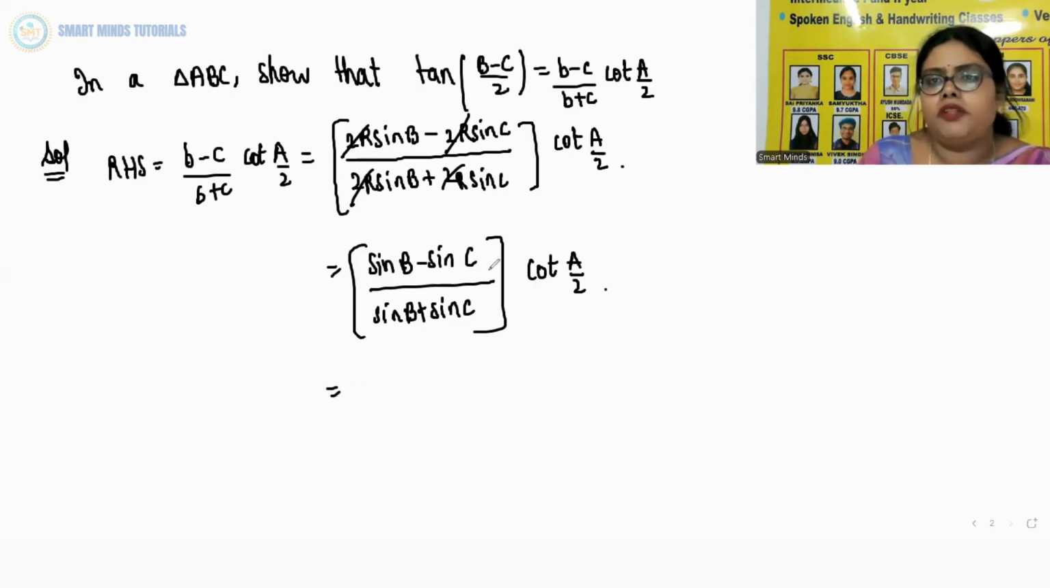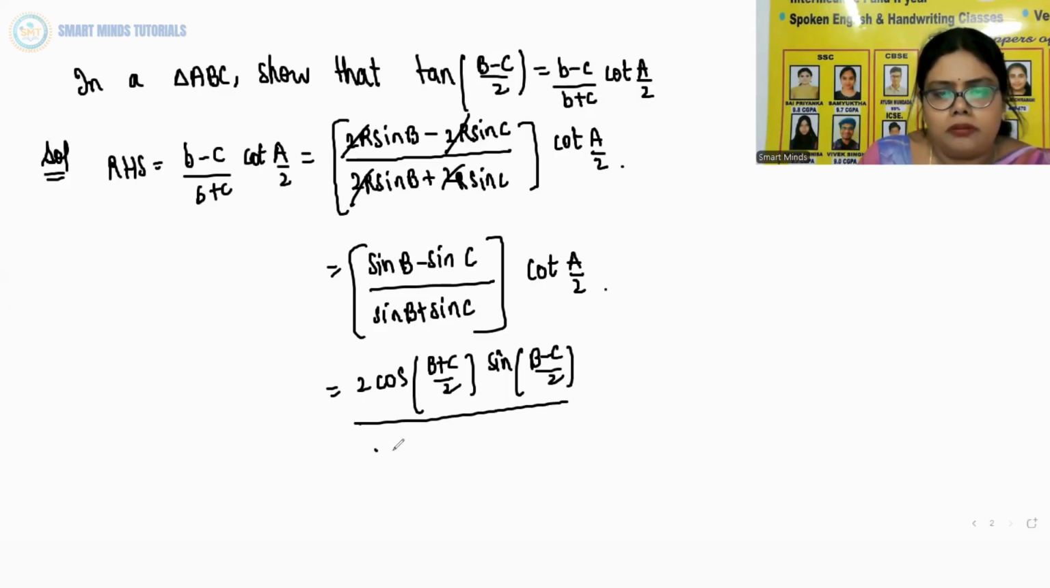Now here for the numerator we will apply the sine C minus sine D formula, and for the denominator we will apply the sine C plus sine D formula. So from trigonometry transformation we know that sine C minus sine D is 2 cos C plus D by 2 sine C minus D by 2. So that is 2 cos B plus C by 2 sine B minus C by 2 by 2 sine B plus C by 2 cos B minus C by 2, into cot A by 2.